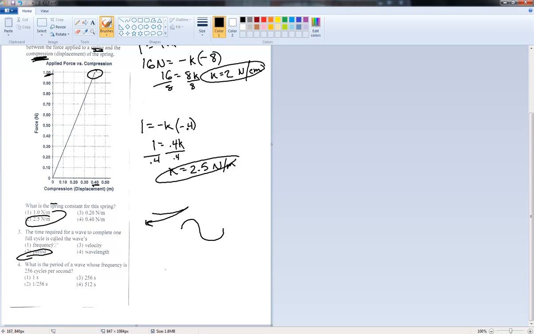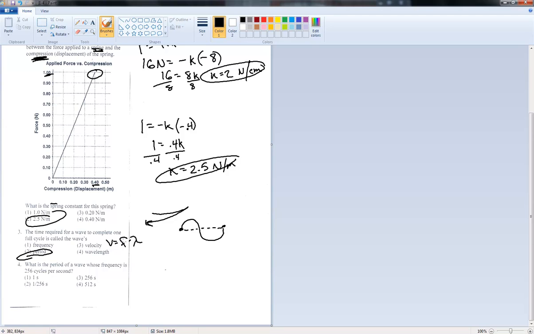Remember, frequency is how many are occurring in a given amount of time. Velocity is how fast they're going. That's the formula v equals f times wavelength. And then wavelength is how long the wave actually is. Like if you got a ruler and you measured from this point to this point, how long it is.